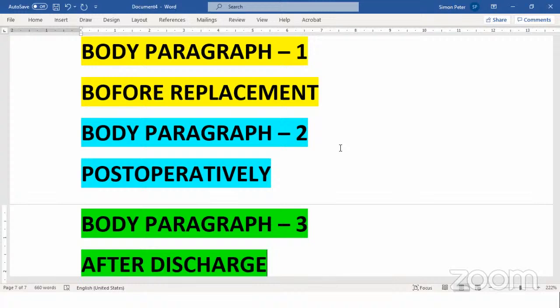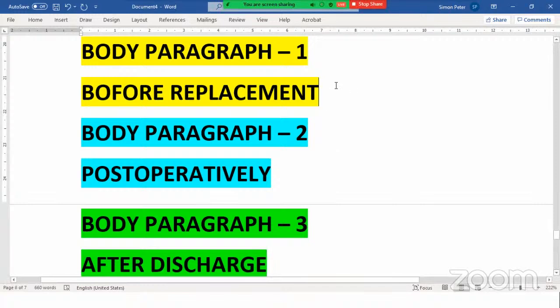So after admission or before admission, remember these things: admission, before admission. Replacement, before replacement and after replacement. Discharge, before discharge and after discharge. So these are the things you have to remember.